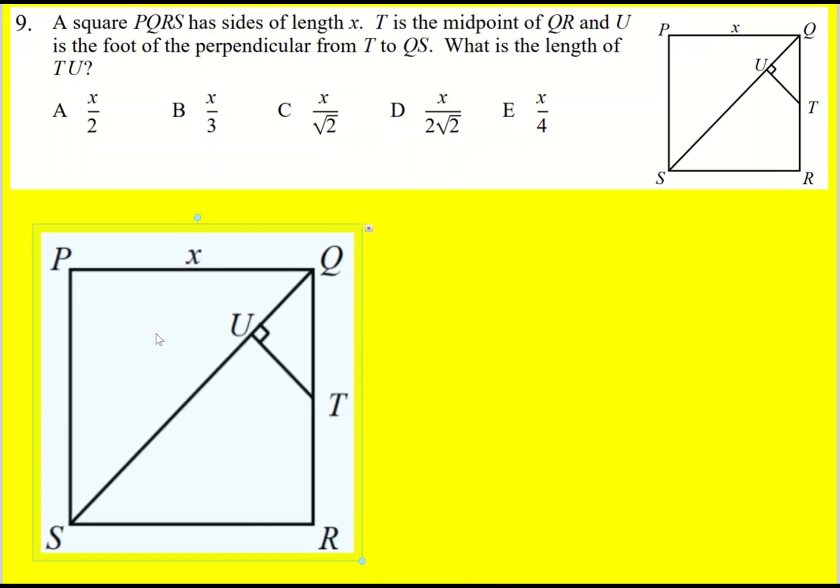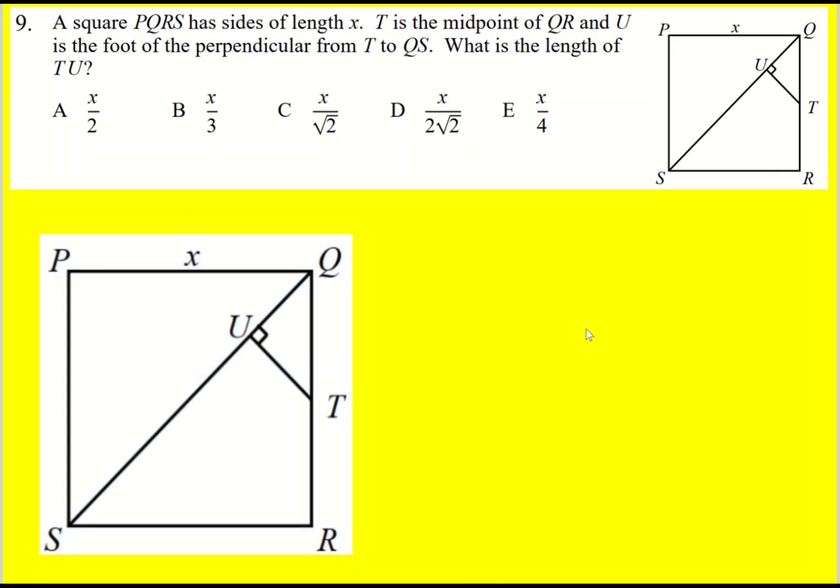We're given that this square has side lengths x, and then we're told that T is the midpoint of QR. Now that immediately means that this length here is going to be a half x. And we want to know what the length of TU is. Now we have some other information.